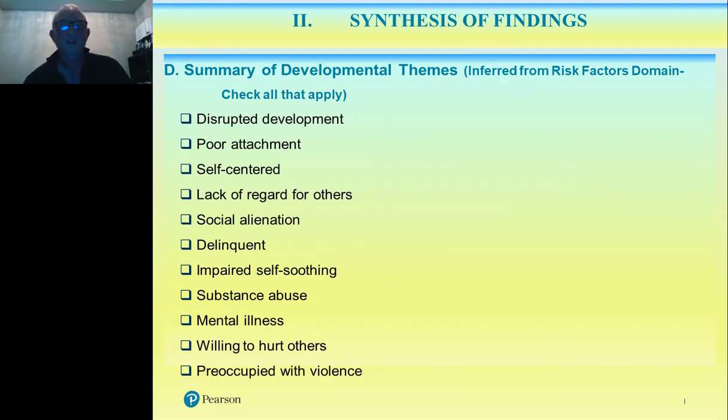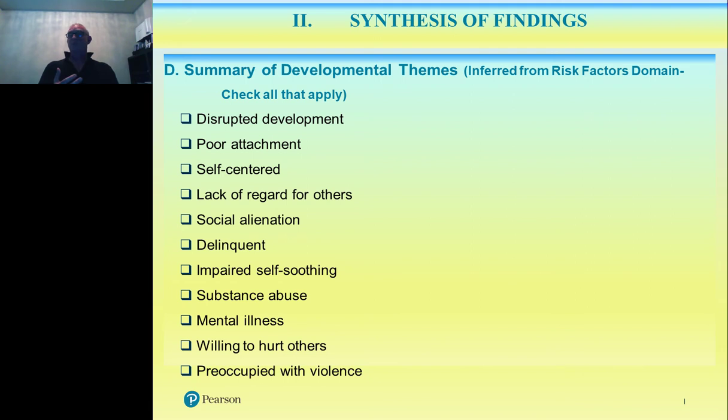Okay. So then, after calculating that or establishing your take on that, part D under the synthesis is what's your summary of developmental themes, okay? Now, these are going to be inferred from the risk factor domains that we went through earlier, okay? So have they had disruptive development? Is this something where they've been in and out of the home from early on, or have they had disruptive development because their family has had such high levels of conflict that has resulted in real inconsistency in their child rearing? Maybe the parents have been in and out of jail. Maybe they have their own significant mental health issues that have had an impact on the child's development. Has this resulted in poor attachment to primary caregivers, which we know begins to set the stage, the scaffolding for later development? Does the child tend to be self-centered? Okay, are we seeing the emergence of early narcissistic attitudes in the child and adolescent?